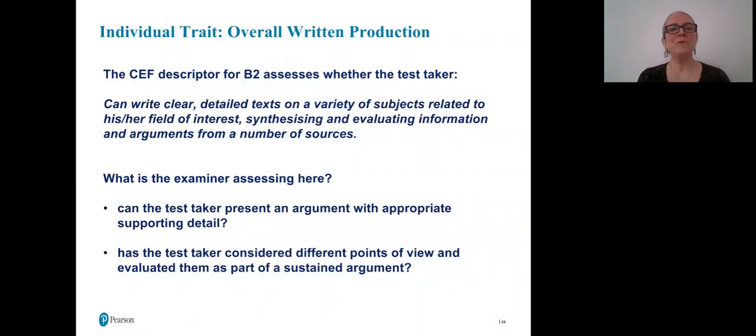So for overall written production, the CEF descriptor for B2 is there to assess whether the test taker can write clear, detailed texts on a variety of subjects related to his or her field of interest, synthesizing and evaluating information and arguments from a number of sources. So what does this mean for the examiner? What are we looking for? We're looking to see whether the test taker can present an argument with appropriate supporting detail.